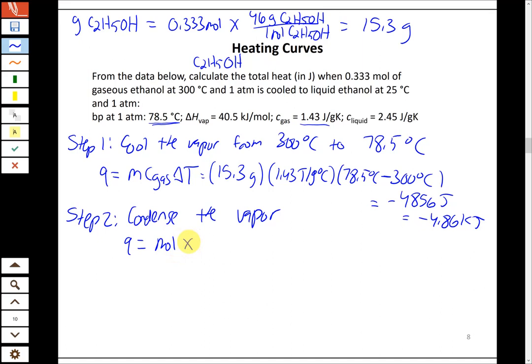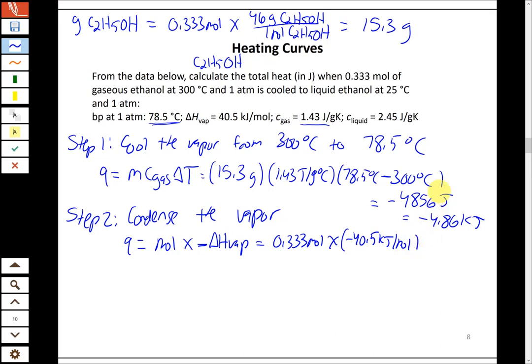Now we have to remember what we talked about last time, that the enthalpy of vaporization is always a positive number. In this case it is 40.5 kilojoules per mole. The enthalpy for condensing the substance is just going to be equal to that but opposite in sign, so we're going in the opposite direction. We're going from gas back to liquid. So it's going to be the negative of the delta H of vaporization when we're condensing a substance. We're going in the opposite direction. So we have 0.333 moles, and the enthalpy of vaporization is 40.5, so it's going to be minus 40.5 for condensation.